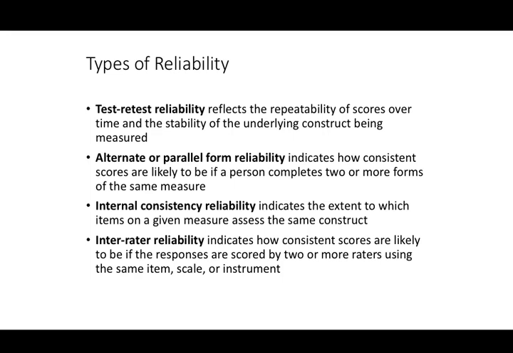So you might have something that measures intelligence, but there's two different tests measuring intelligence. You want to look at the relationship between the two to make sure that they are consistent. Internal consistency reliability is looking at the extent to which all of the items that are going to be combined in some way to create a measure are getting at the same construct.